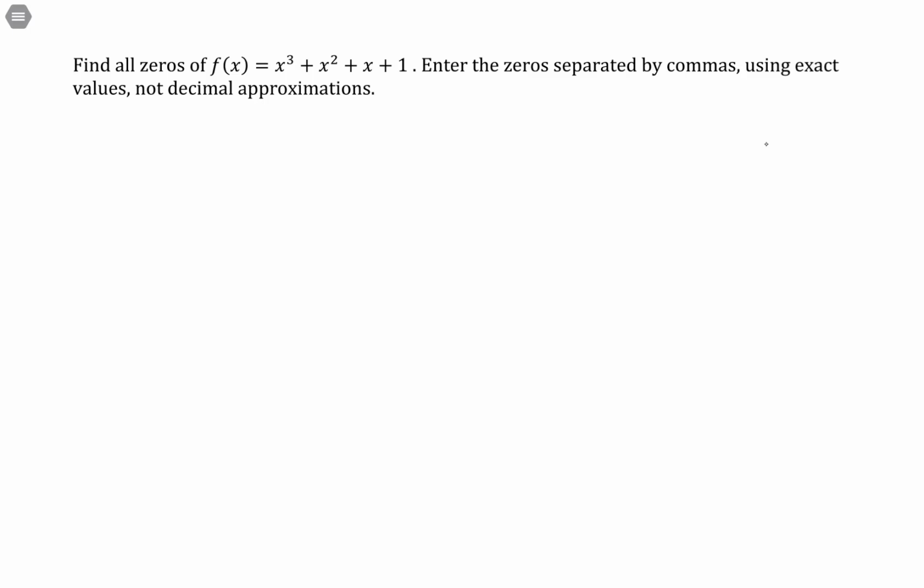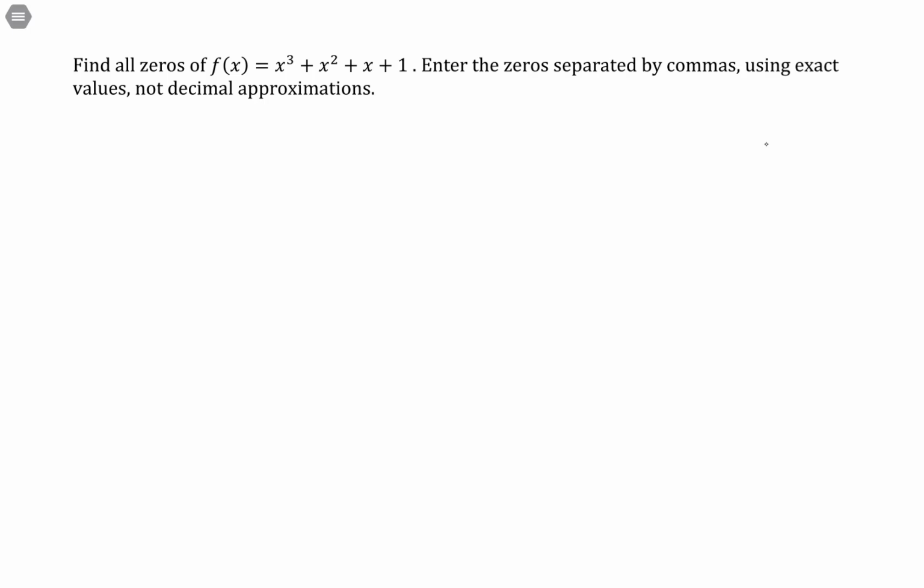Find all zeros of x cubed plus x squared plus x plus 1. Enter the zeros separated by commas using exact values, not decimal approximations. So to find the zeros of a cubic polynomial, we need to have some initial zeros to factor out.